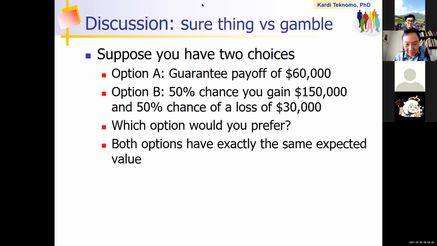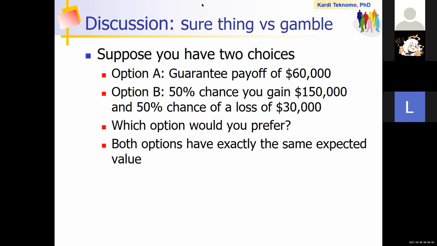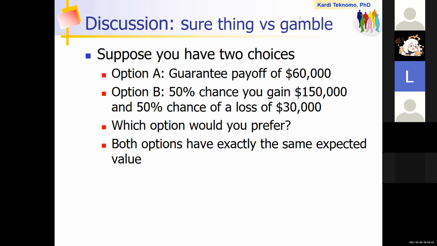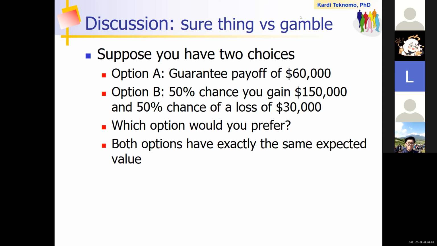Stephen. Yeah, I agree with Eugene, sir. The risk reward ratio is 1 to 5, so I will take B. Okay. Lilian. I think I would go with A. Okay. Nyoto. I'm not a risk taker, so I'll go with A. Okay.